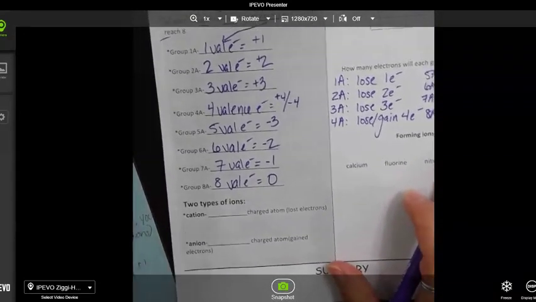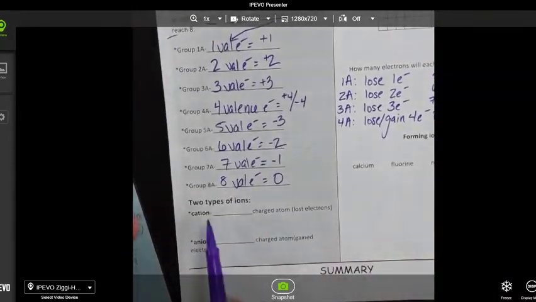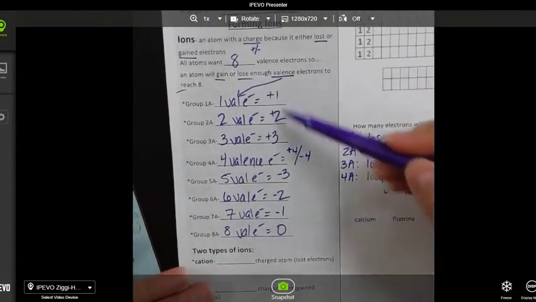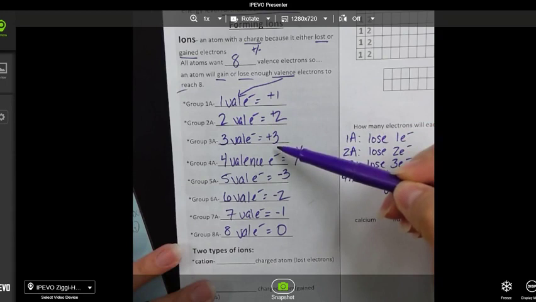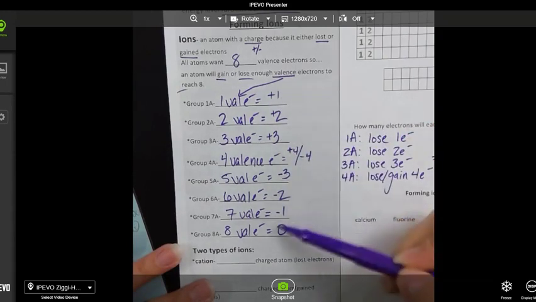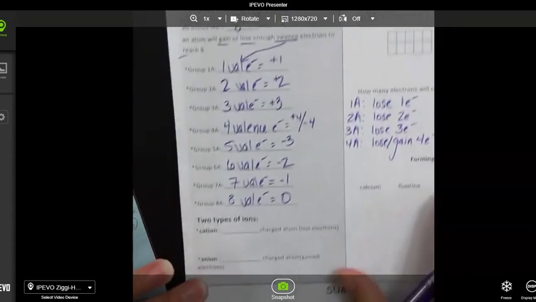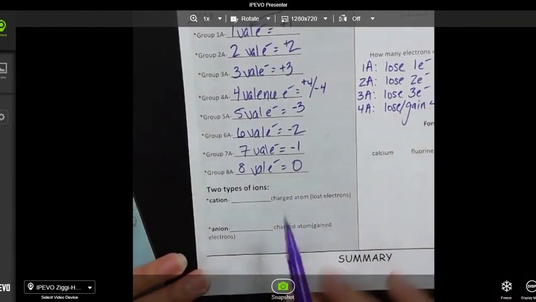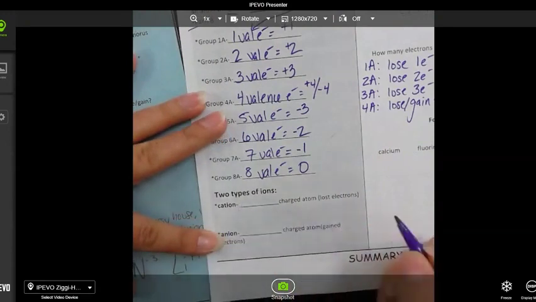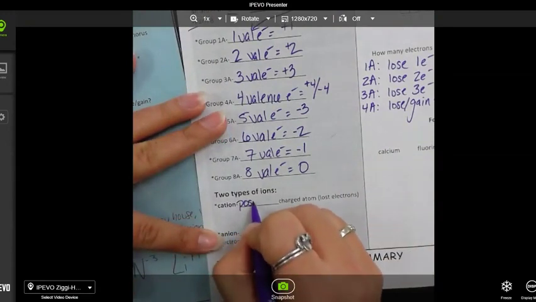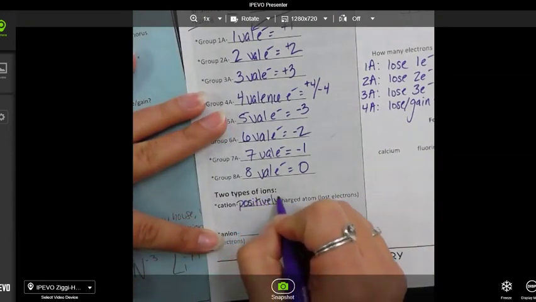So we may have noticed that there are 2 types of ions. We have positives and we have negatives. Positives means they have fewer electrons. Negatives mean they have more electrons. Well, these 2 types of ions have names. The first we have are cations. And cations, these are the positively charged atoms.